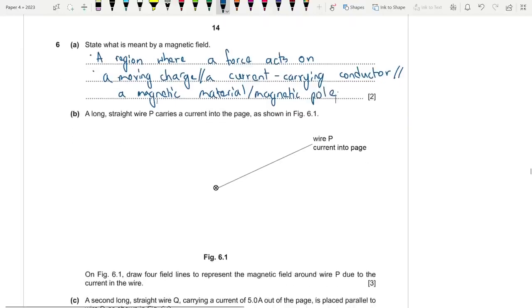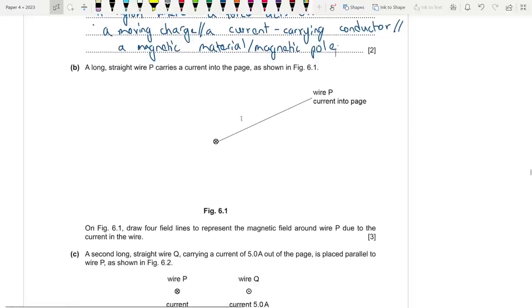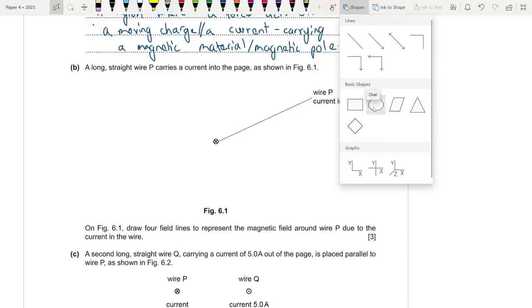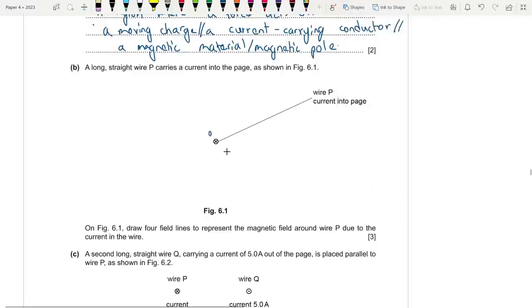Now, long straight wire P carries the current into the page. You know that cross refers to into the page. So we are using our right hand grip rule. I am putting my thumb into the screen and my other fingers appear as if they are clockwise. So draw 4 field lines to represent the magnetic field around wire P due to this current. We have to draw 4 concentric circles. The spacing will increase and the direction should be clockwise.